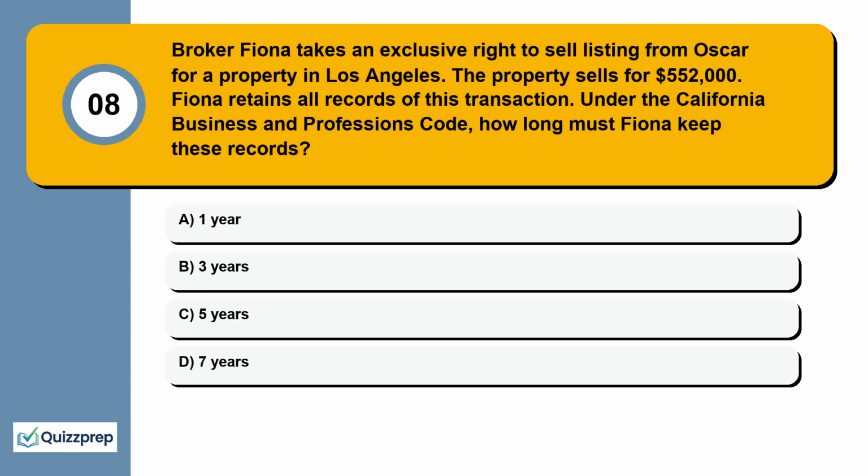Question 8. Broker Fiona takes an exclusive right to sell listing from Oscar for a property in Los Angeles. The property sells for $552,000. Fiona retains all records of this transaction. Under the California Business and Professions Code, how long must Fiona keep these records? 1 year, 3 years, 5 years, 7 years.